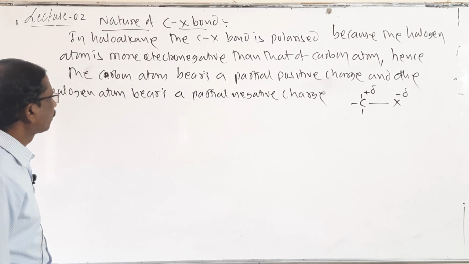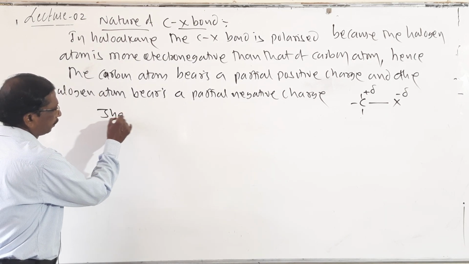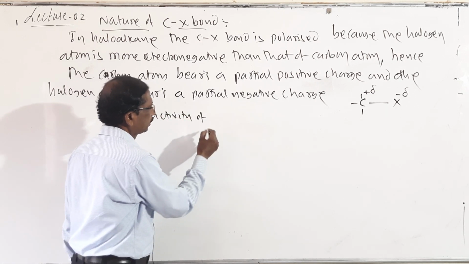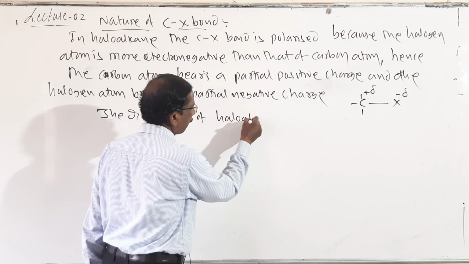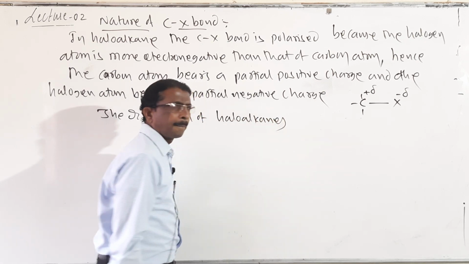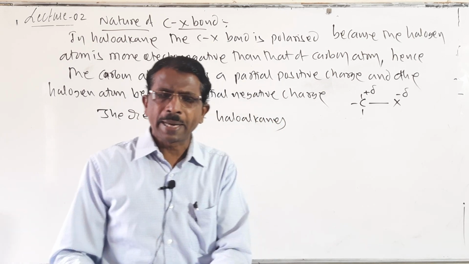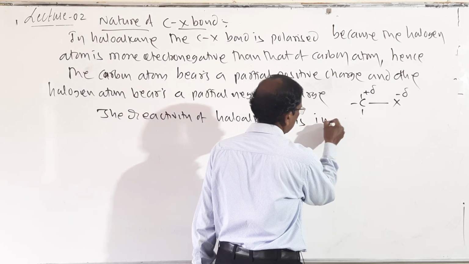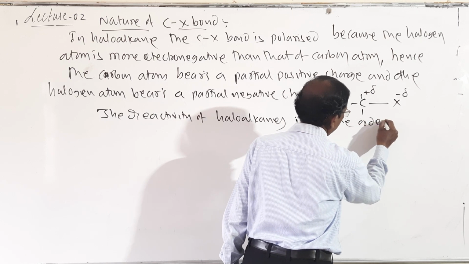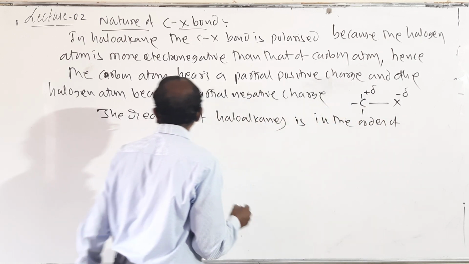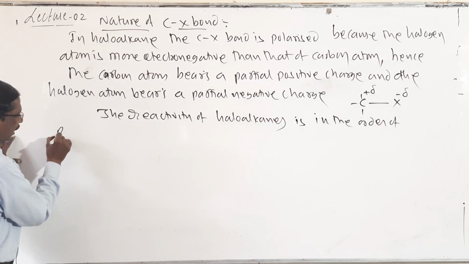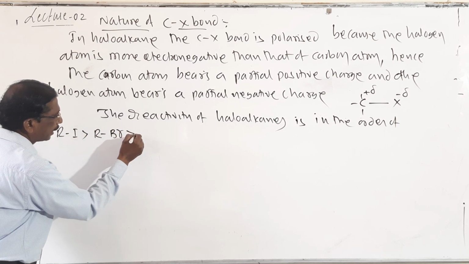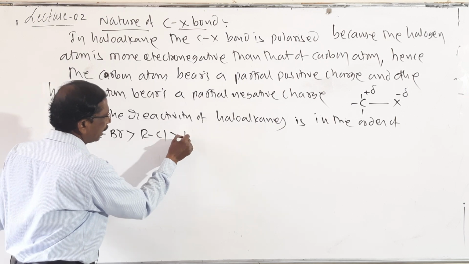Here, the reactivity of haloalkanes is in the order, look here students: RI greater than RBr, then RCl, then RF.